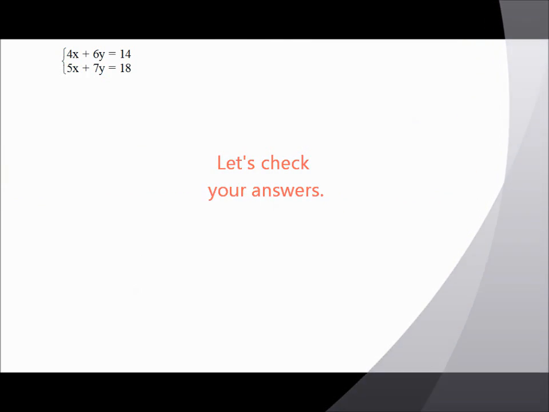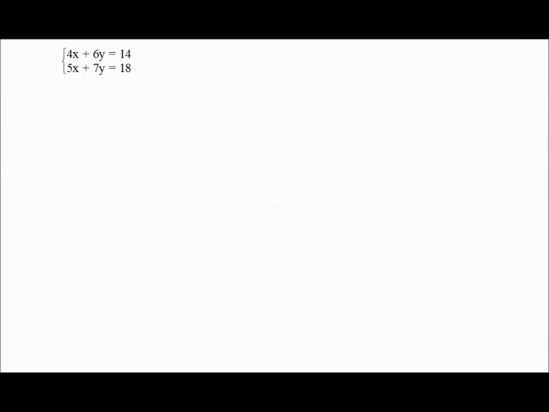The next system that we have is 4x plus 6y equals 14, and the second equation is 5x plus 7y equals 18. Now in this one, it really doesn't matter which variable you eliminate first, but I think I'm going to eliminate my x variables first. What I'm going to do is change one to 20 and the other one to a negative 20. So that means that I'm going to multiply the top by negative 5 and I'll multiply the bottom by positive 4. Okay? So the resultant equations, let me go ahead and write this down. I'm going to multiply the top by negative 5. The bottom, I will multiply by 4.